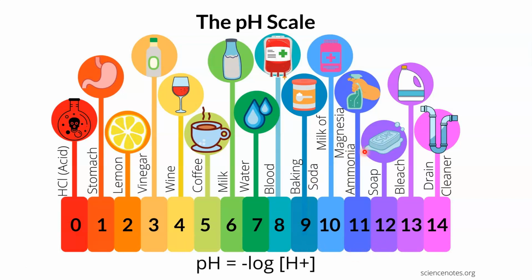Over on the right side is where we have a higher number and a lower concentration of the H plus. And these tend to be slippery and taste really bitter. Whereas acids tend to taste really sour. We have a low pH that corresponds with a higher concentration of the H plus.